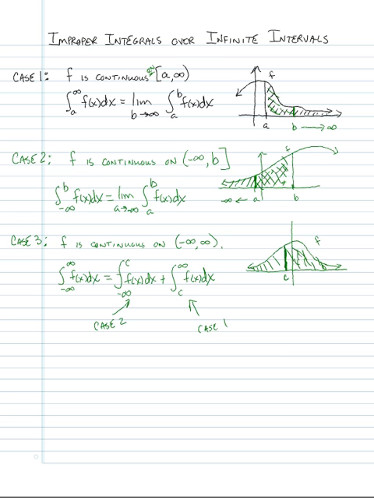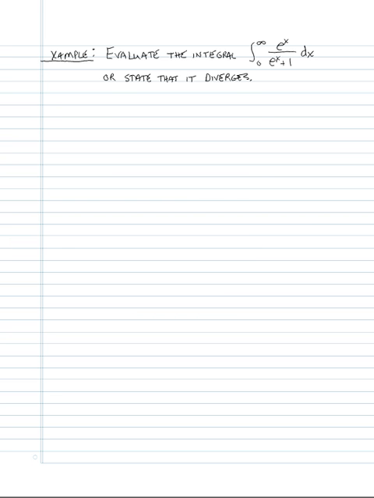Okay, well let's look at some examples then. This next example that we're going to do asks us to evaluate the integral from 0 to infinity of the integrand e to the x divided by e to the x plus 1, or state that it diverges. Now remember, an improper integral will either converge or diverge. And if it diverges, it means that the calculation we create either doesn't exist or is plus or minus infinity, and most likely plus or minus infinity.